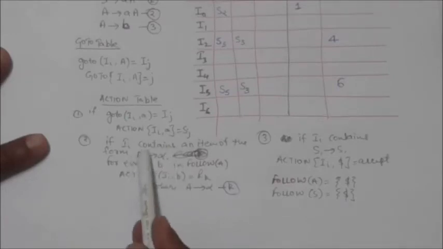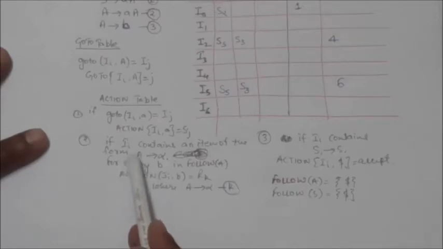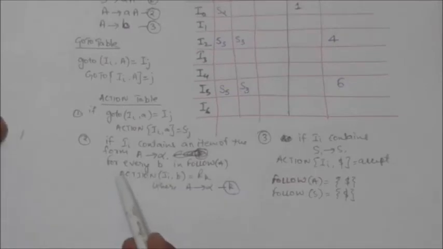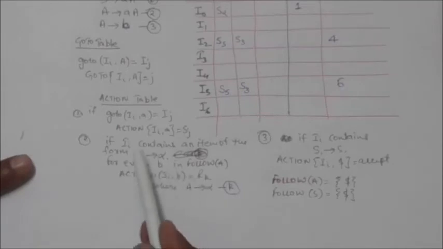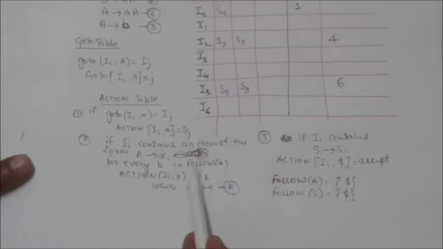In that case, I need to find the follow of A. What is A? A is the non-terminal which is at the left of this item. I need to find the follow of A, and for every terminal symbol B which is in the follow of A, in the action table at the row labeled by Ii and column labeled by B, I need to write Rk. What is K? K is the number of this production rule, A derives alpha. So Rk signifies reduction by production rule number K.